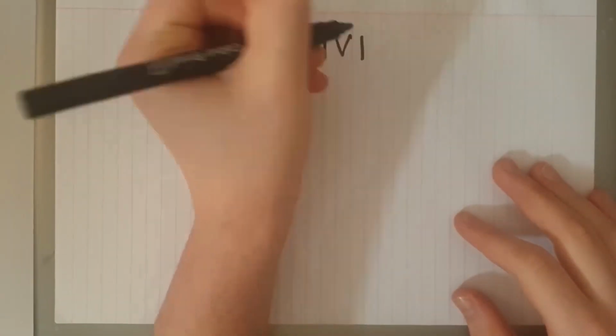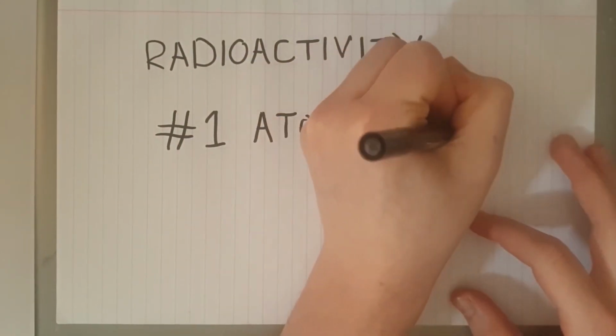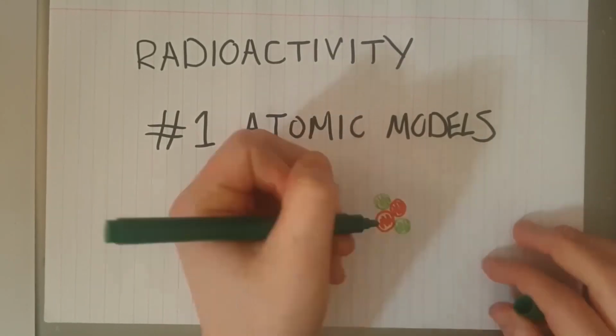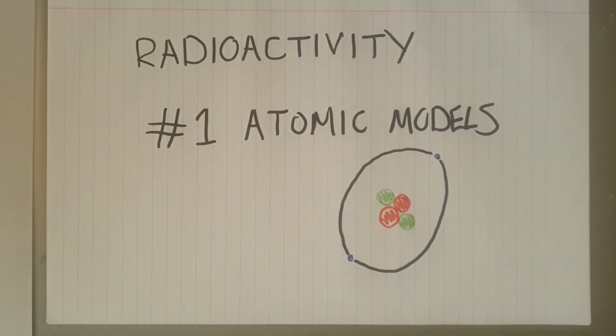So today we're going to look at radioactivity and more specifically atomic models. Now the way we've seen the atom has evolved throughout history. So this is going to be a mixture of history and science. But it's important to understand how different scientific models evolve because it shows you how science works in real life and how we develop new ideas.